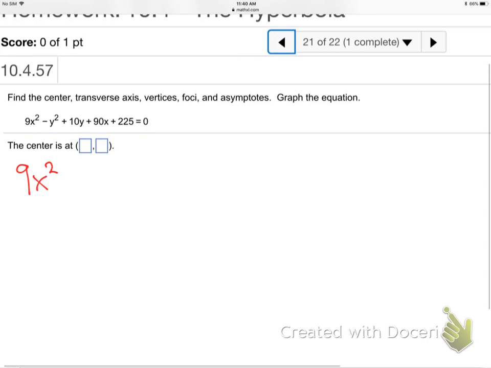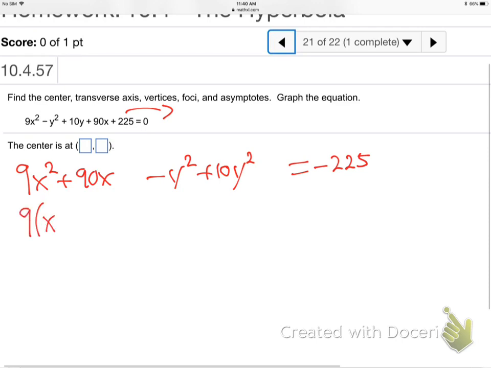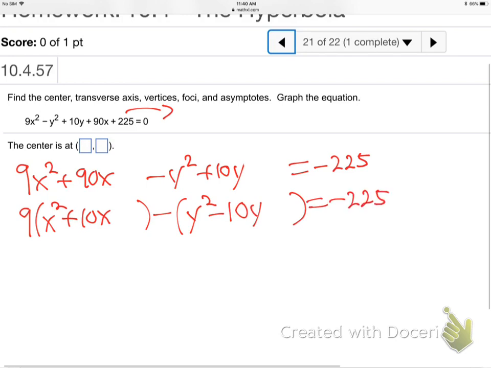So you got to reorganize things, right? Put the X stuff with the X stuff and the Y stuff with the Y stuff, and push the 225 to the other side like that. And then you got to factor out, don't you? What's in front of the X squared and what's in front of the Y squared? Remember, when you factor that negative out of the y squared, it changes the signs inside, huh?